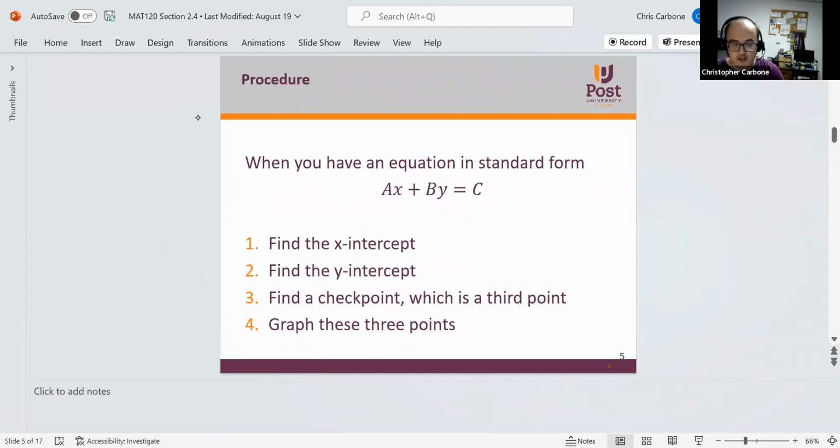So when you have an equation in standard form, in order to graph it, that being in that ax plus by is equal to c format, we would first find the x-intercept, find the y-intercept, find some checkpoint, which would be a third point to use, and graph the 3 points and draw a line.